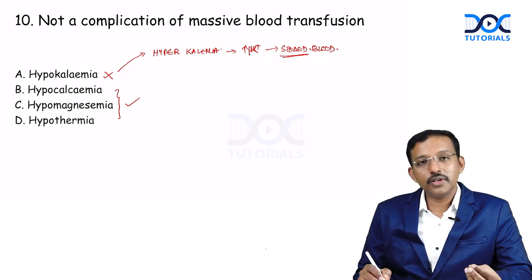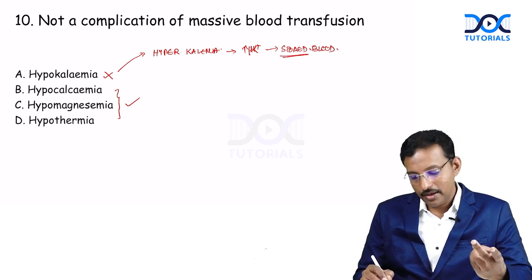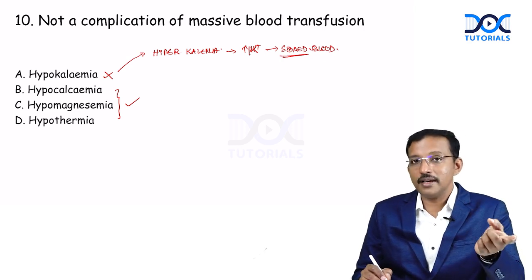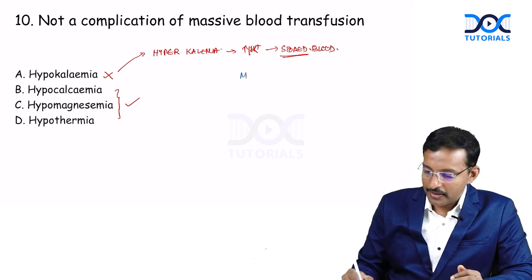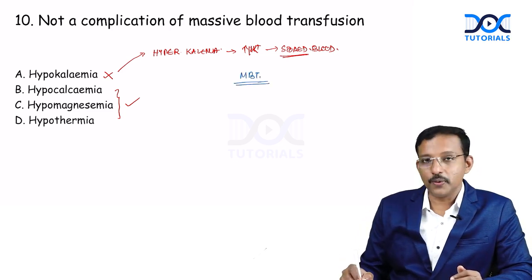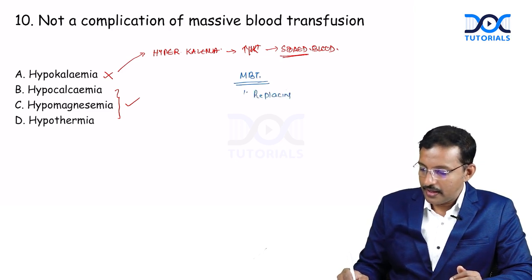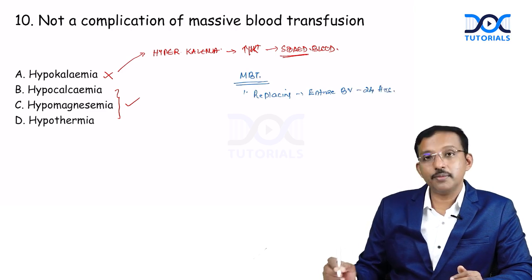Of course, 1 or 2 units won't cause hypothermia, but a massive blood transfusion can bring about the temperature change also. So hypocalcemia, hypomagnesemia, hypothermia can all be there in massive transfusion, while it is hyperkalemia in case of massive blood transfusion. And as you know, by definition, massive blood transfusion is replacing the entire blood volume in 24 hours.